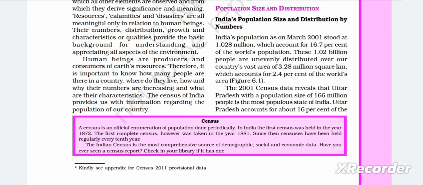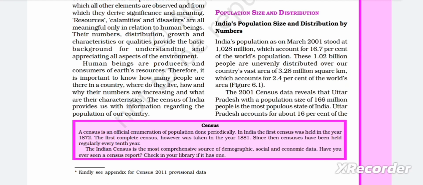The Indian census is the most comprehensive source of demographic data, meaning it tells us about the population, it also tells about their social status, and it also collects the economic data, the economic status of the people. So now we are going to discuss the population size and distribution. India's population size and distribution by their number.